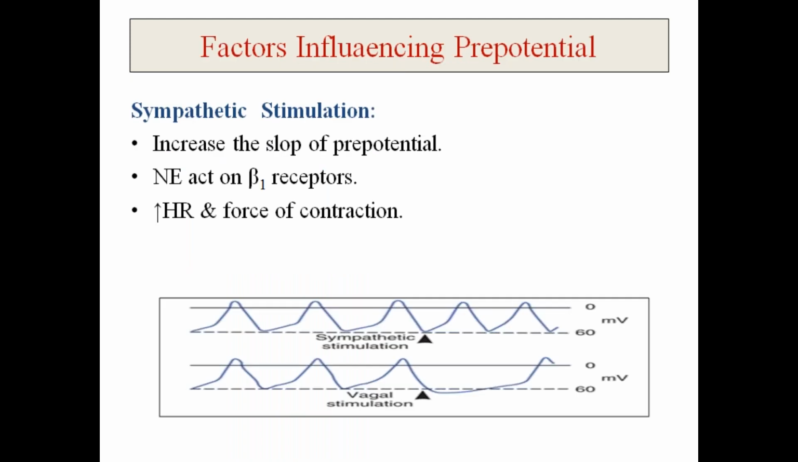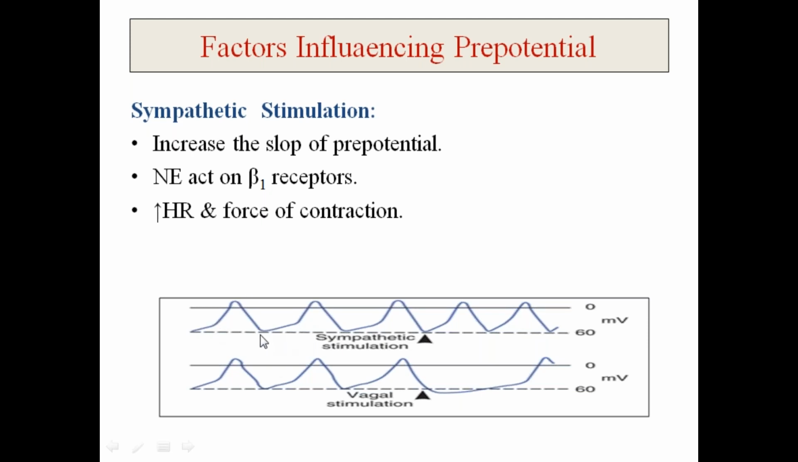Now, what are the factors which influence your prepotential? And prepotential, you can say heart rate. So if you see, this is a typical slow action potential which is happening in your SA node and AV node.